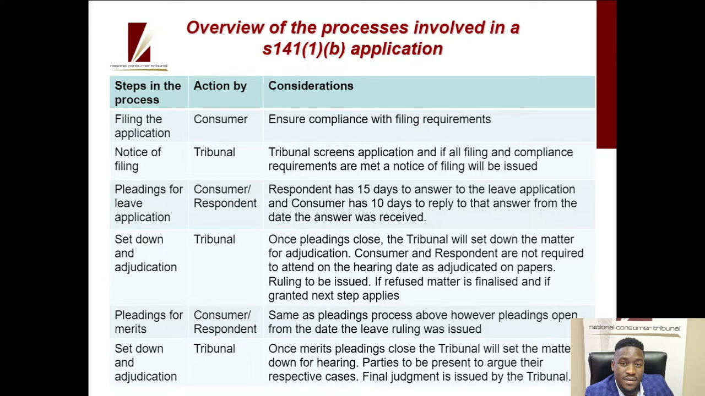The consumer and the respondent are not required to attend the leave to refer hearing, as it is adjudicated on the papers and a ruling will be issued thereafter. If the leave to refer is refused, the matter is finalized, and if it is granted, the pleadings will then reopen from the date the leave to refer ruling was issued. Once pleadings close, the tribunal will set the matter down for hearing on the merits. The parties must be present to argue their respective cases. Thereafter, the final judgment will be issued by the tribunal.